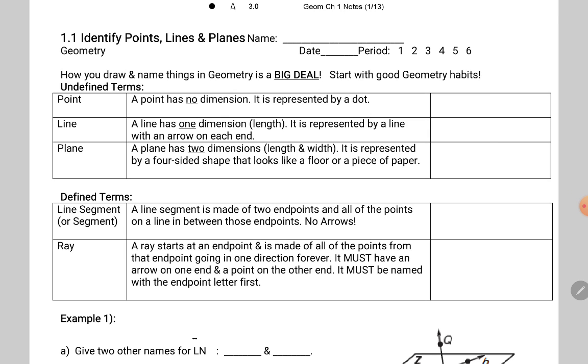I think I've already said this before, but vocabulary is a huge thing in geometry. Another big thing is how you draw and name things. So let's start on that. A point has no dimension. You can make it as big or small as you want. We relatively put a smaller dot than a big dot, and we just call it point A or point B. If you wrote it out, point A.